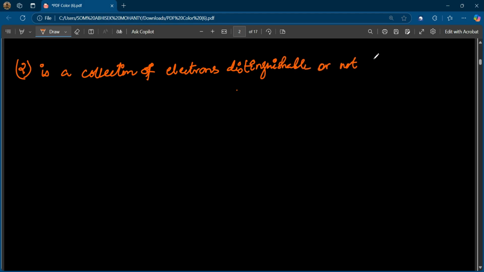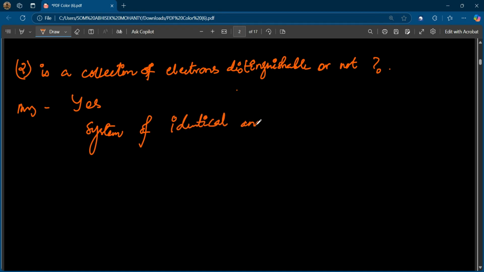Is a collection of electrons distinguishable or not? The answer is yes, they are distinguishable, because we can trace the individual particles in the system. It will be called a system of identical and distinguishable particles, because electrons are all identical.